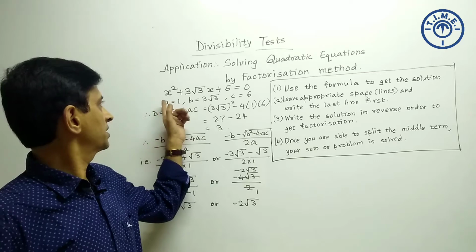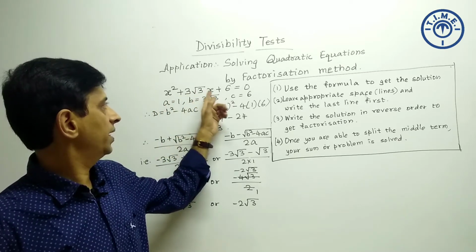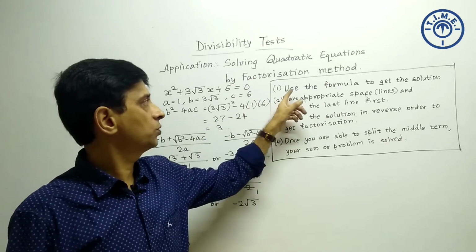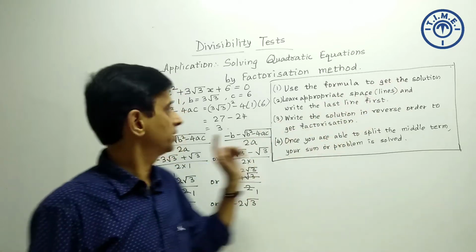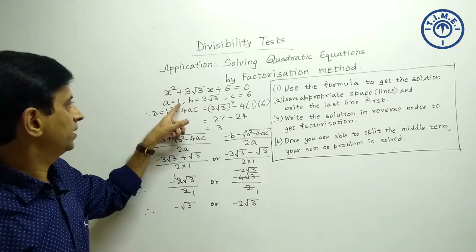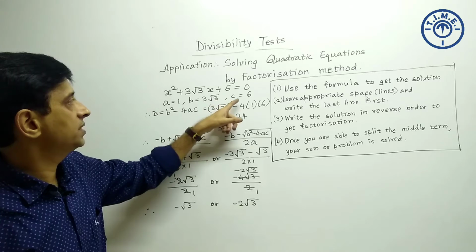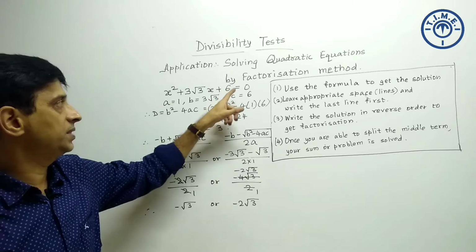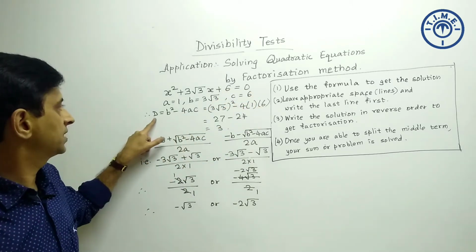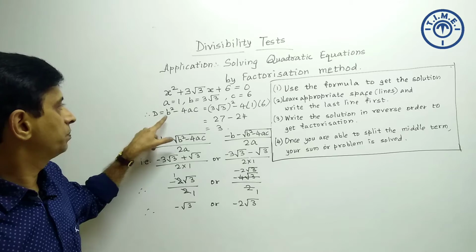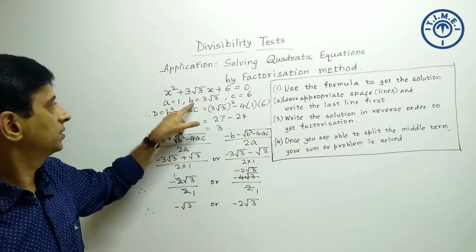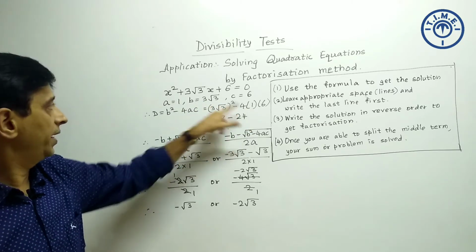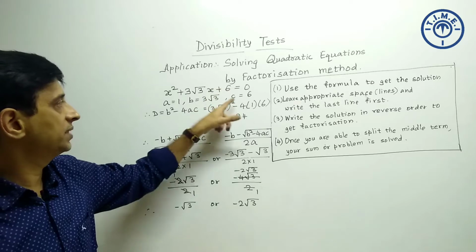Let us solve the quadratic equation x square plus 3 root 3 x plus 6 equal to 0 by this method. So first we have to use the formula to get the solution. Here a is equal to 1, b is equal to 3 root 3 and c is equal to 6, after comparing with ax square plus bx plus c equal to 0. So the discriminant delta or D is b square minus 4ac, which is (3 root 3) square, which is b square, minus 4 into a, that is 1, into c, that is 6.